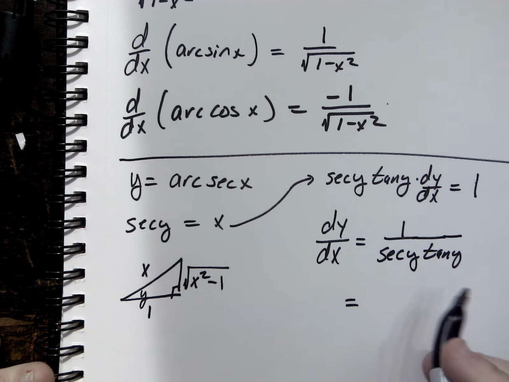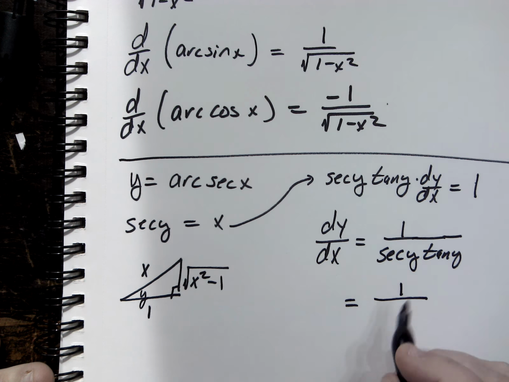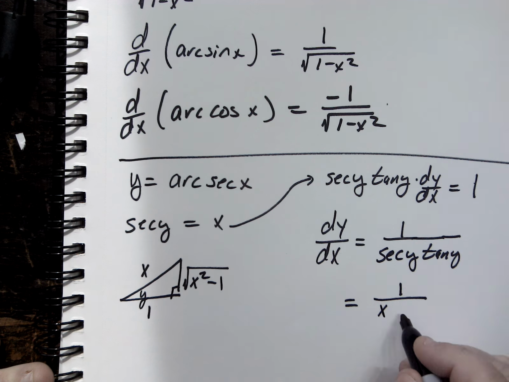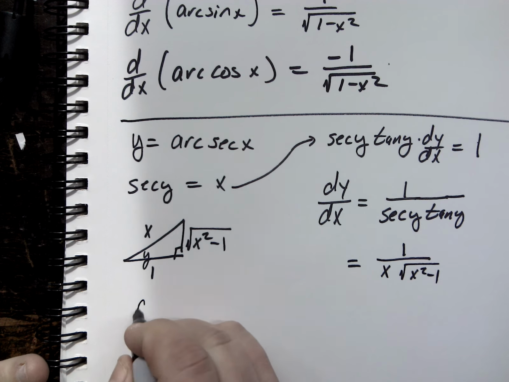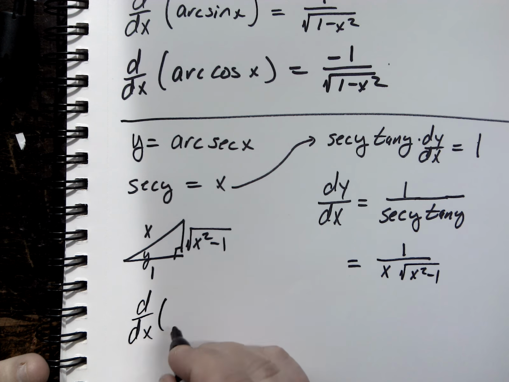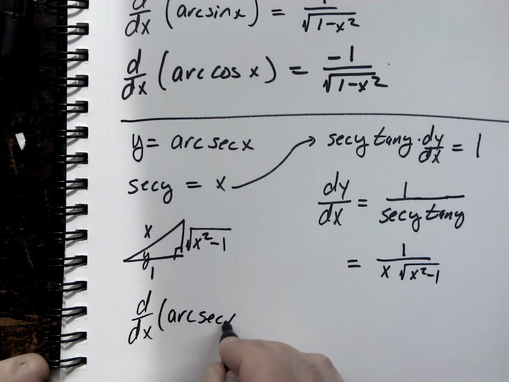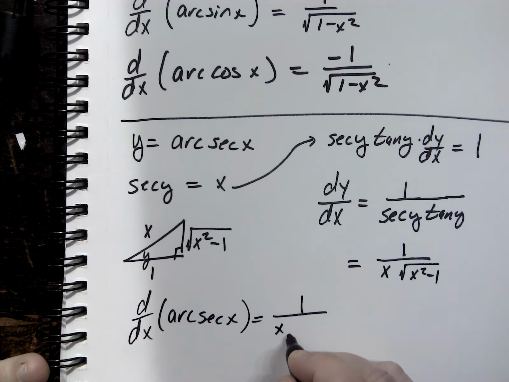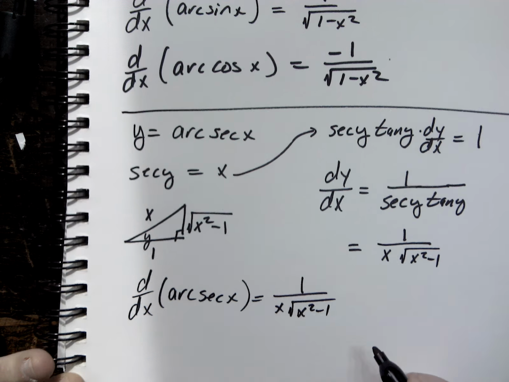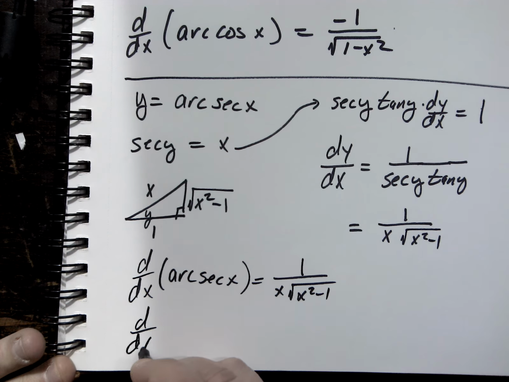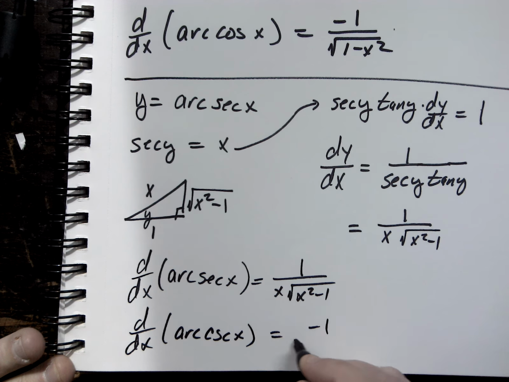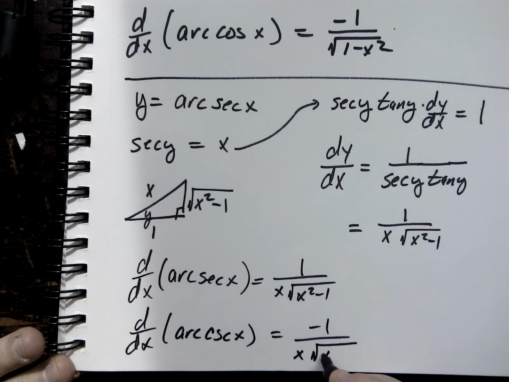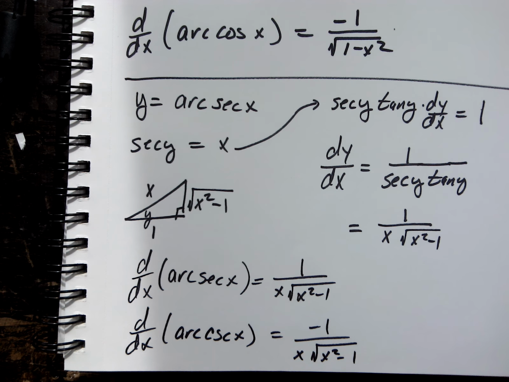Looking at my triangle, secant y is x, and tan y is the square root of x squared minus 1. So we have, finally, the derivative of arcsecant of x is 1 over x times the square root of x squared minus 1, and the derivative of arccosecant is negative 1 over x times the square root of x squared minus 1. So those are the derivatives of the 6 inverse trig functions.